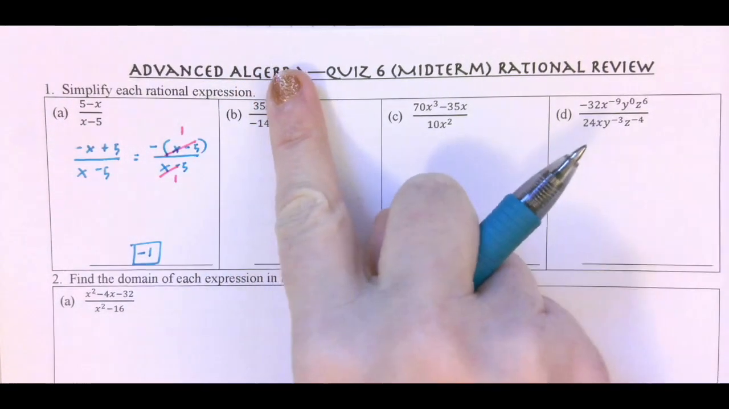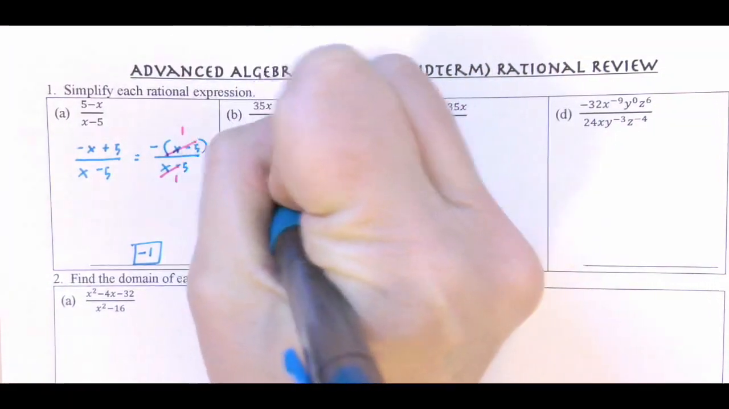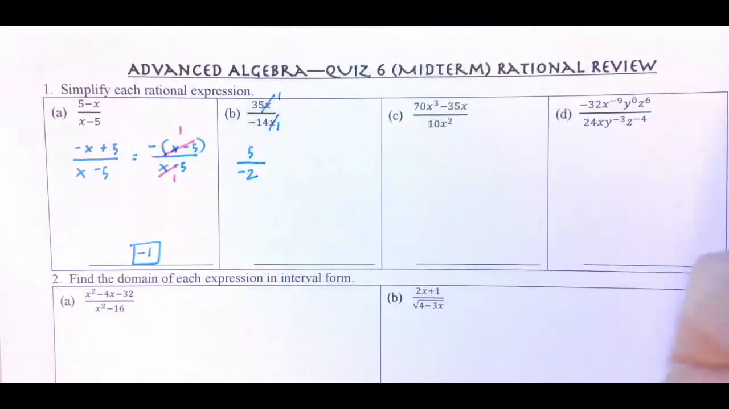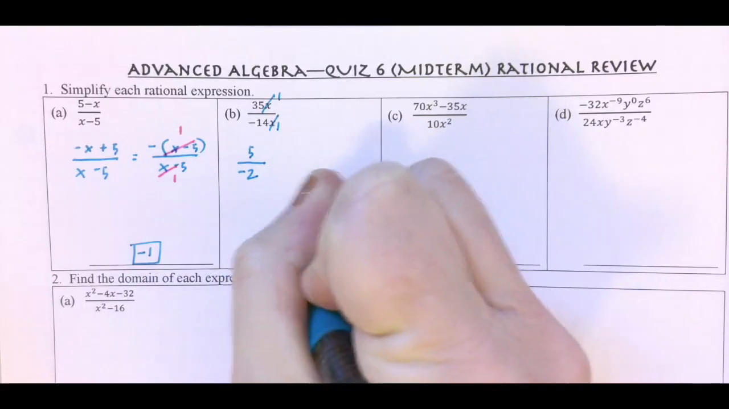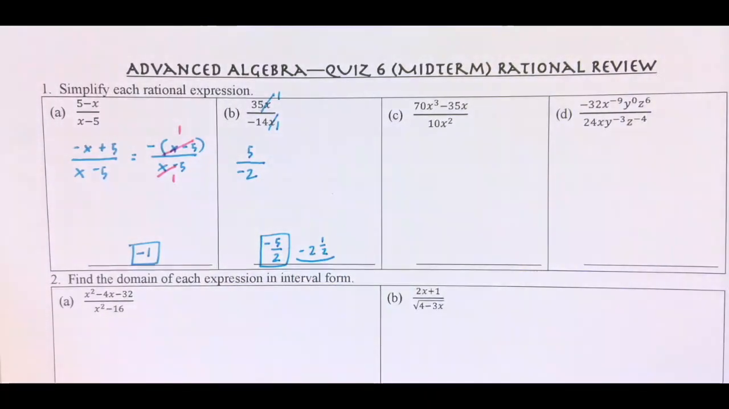So for the numbers, the 35 and the negative 14, both divisible by 7, so I get 5 over negative 2. And then the x's cancel away 1 to 1. So that's it. I'd say negative 5 over 2. If you want to tell me a negative 2.5, great, I'll take that too.